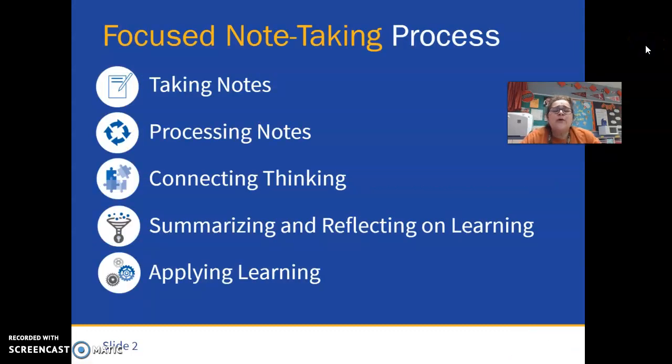Now, the focused note-taking process, there's 5 steps that we use in this process. First step is taking the notes. Second step, processing your notes. Third step, connecting your thinking. Fourth step is summarizing and reflecting on the learning you did. And then finally, we have to apply that learning. We have to do something with all that great information.